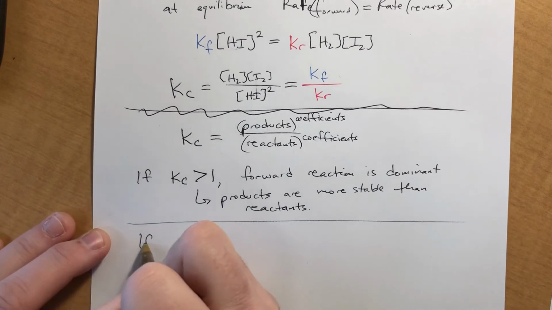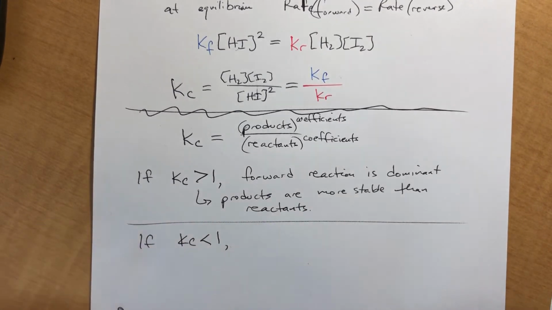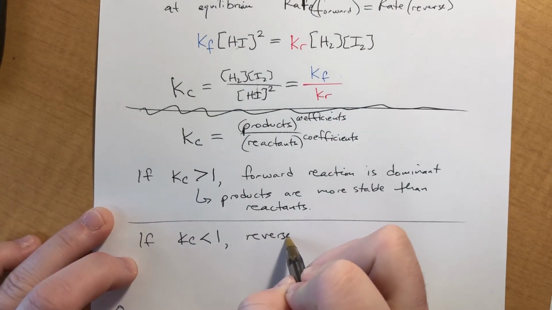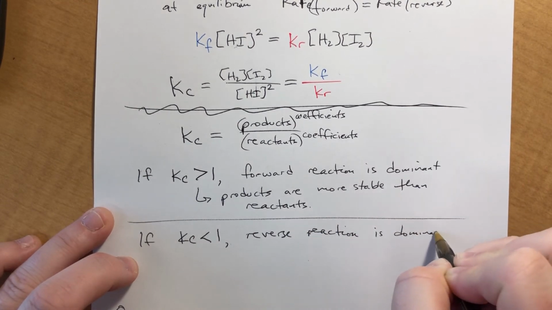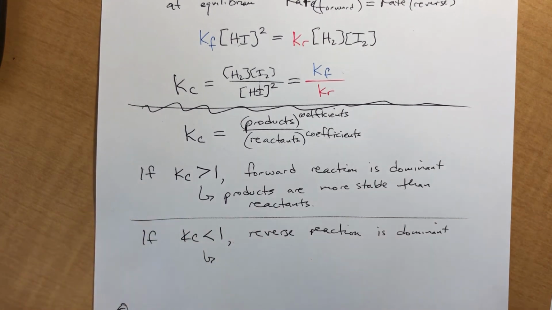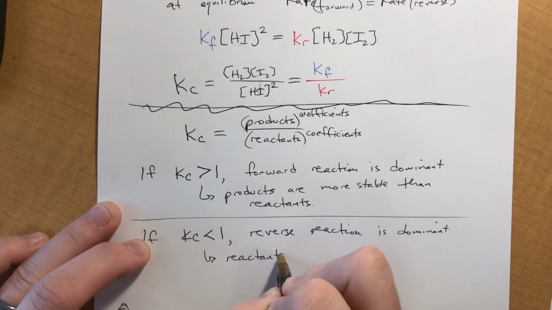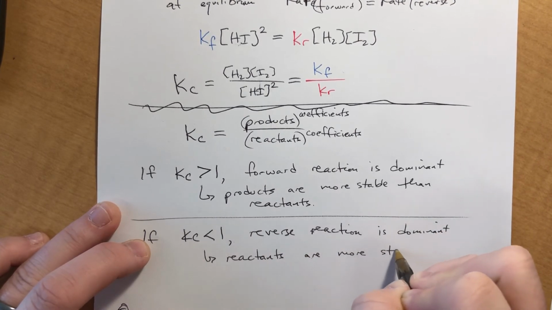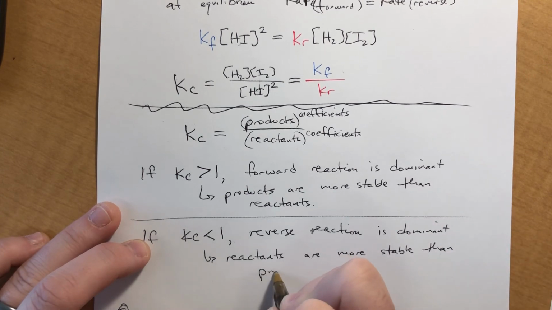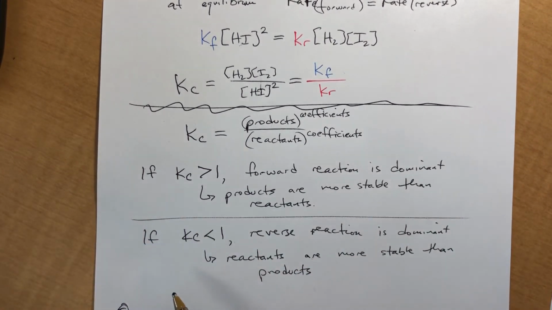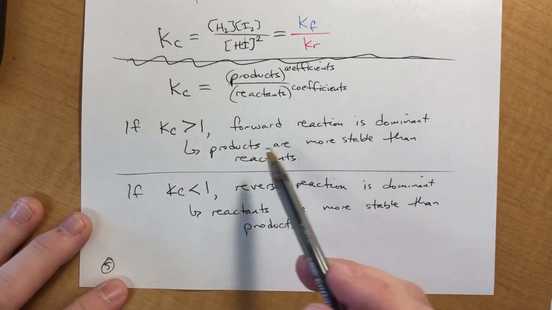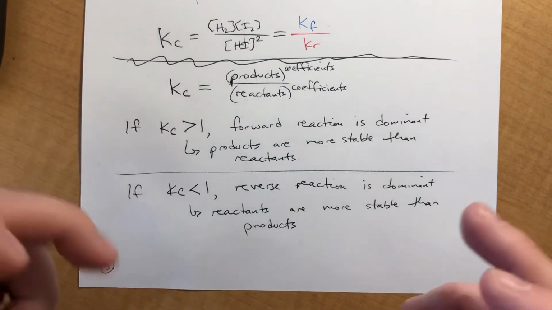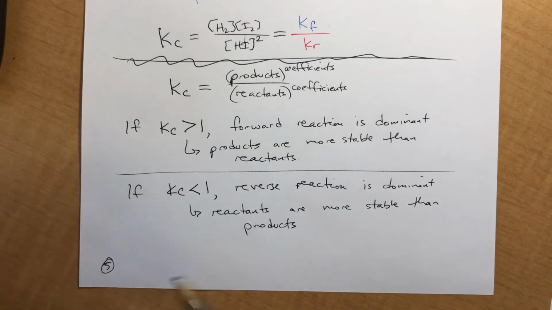Okay. If Kc is less than 1, the opposite is true. The reverse reaction is dominant, and the reactants are more stable than the products. Kc can vary a lot. It can be anywhere from like 10 to the negative 15th all the way up to like 10 to the positive 15th. So if it's anywhere near 1, you basically assume that the products and reactants are about the same in terms of stability, and the forward and reverse are equally likely to occur.